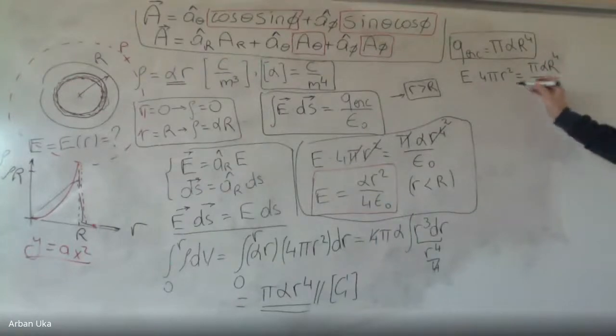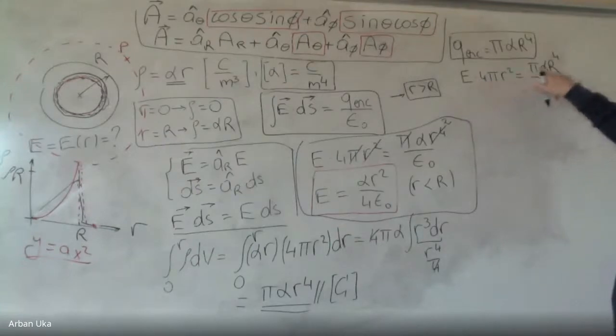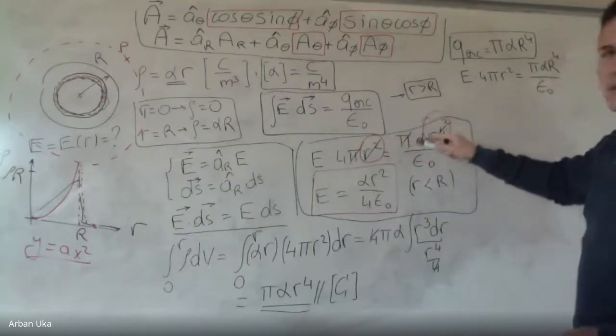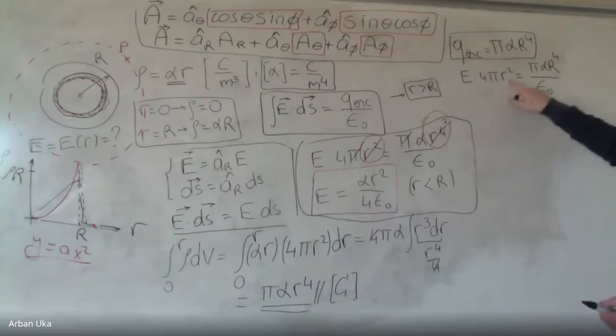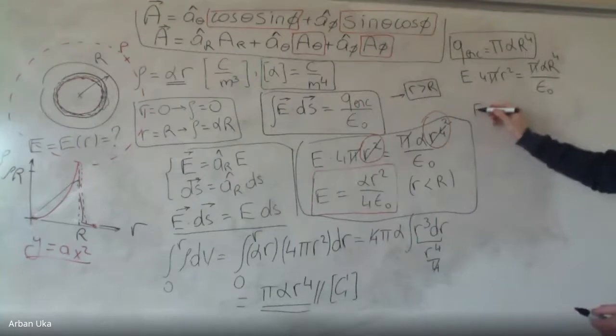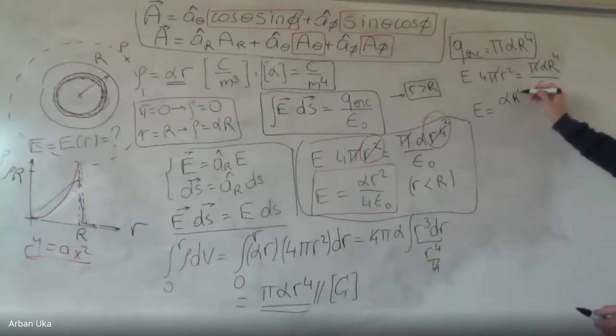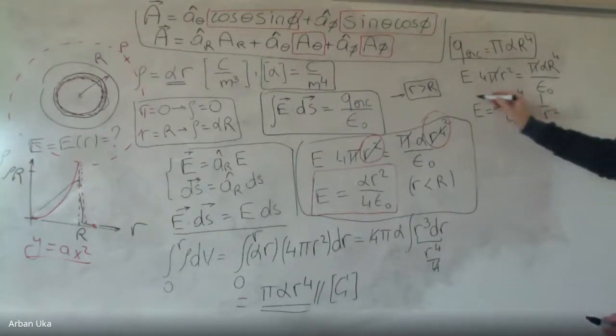Over epsilon 0. But here, notice that r is larger than R. These r's cannot be cancelled the same way that we cancel them here. They are not the same r. Now this is larger, but we can cancel out this pi, and the electric field here is equal to alpha R to the power 4 over 4 epsilon 0, times 1 over r squared.